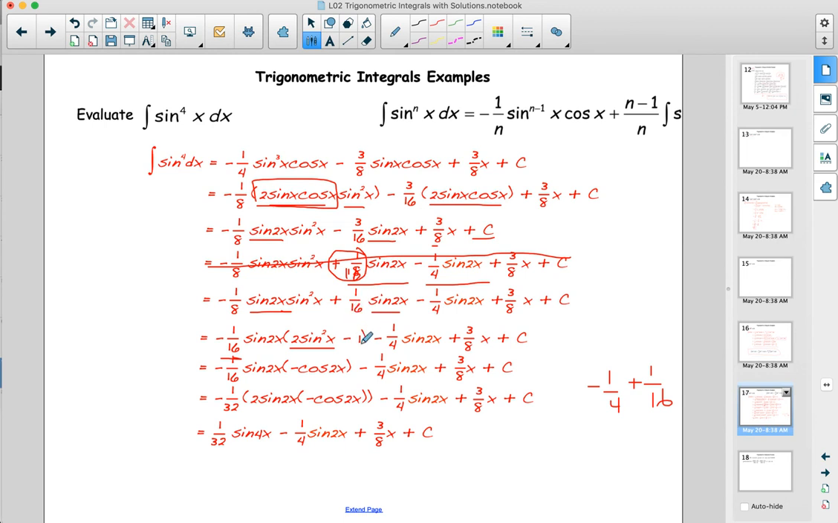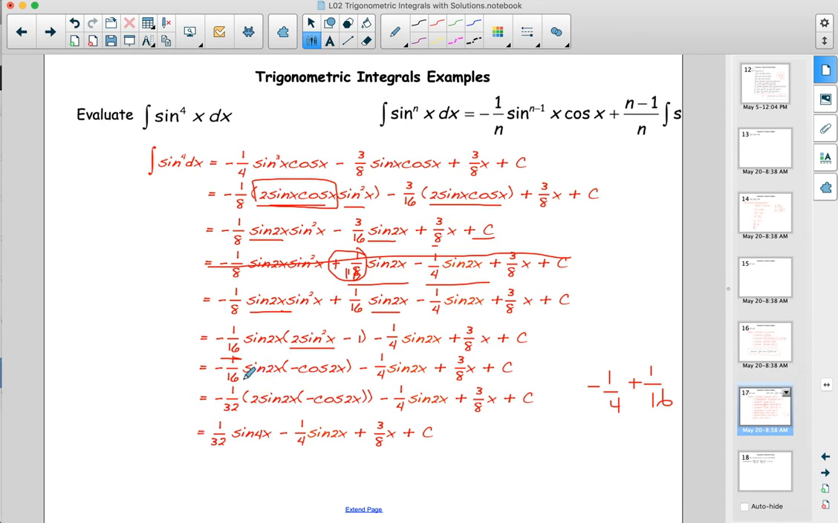And on this one, we will be left with minus 1. And 2 sine squared x minus 1 is actually negative cos 2x. Cos 2x is 1 minus 2 sine squared. So 2 sine squared minus 1 is negative cos 2x. A negative times a negative becomes our positive there. And actually, I still left it as a negative times a negative, but it's going to become a positive eventually.